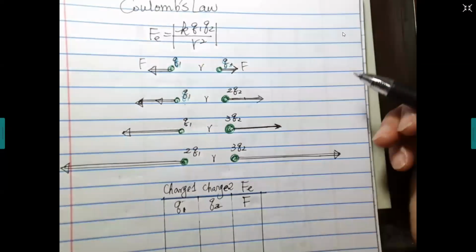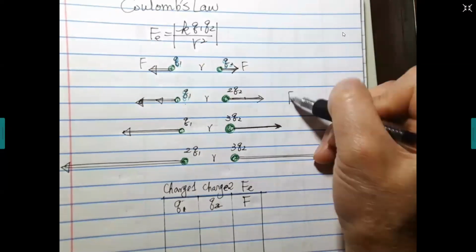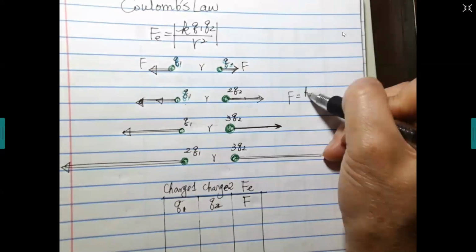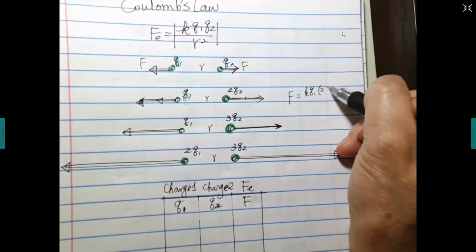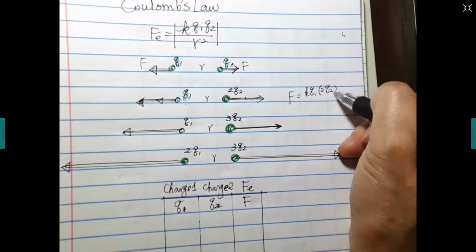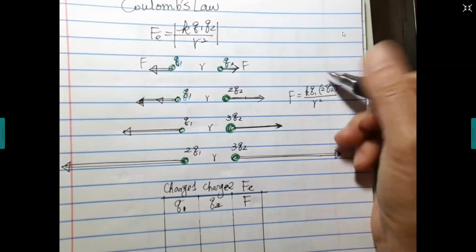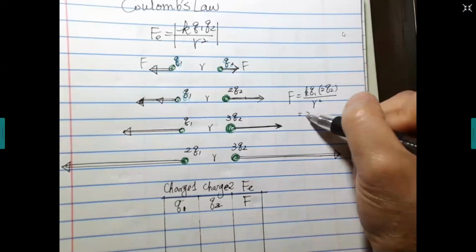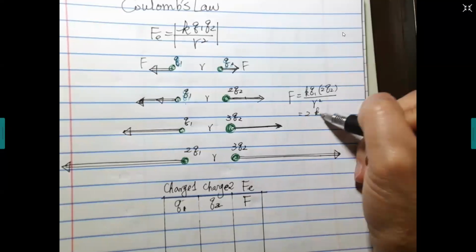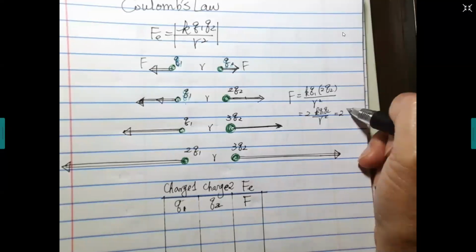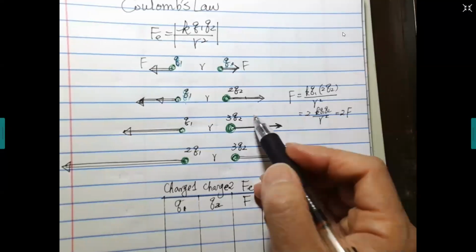Then the force would equal K times Q1, times the other charge which becomes double Q2, and the separation stays the same. So it would become 2 K Q1 Q2 over r squared. So it becomes doubled. The force will become twice as before.